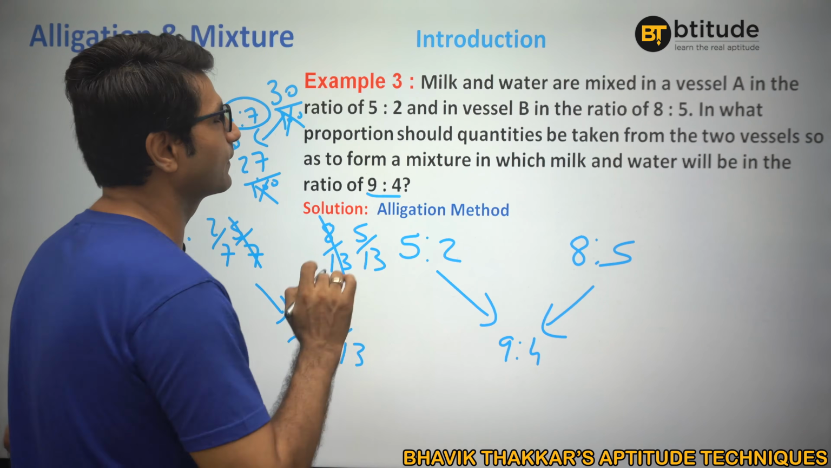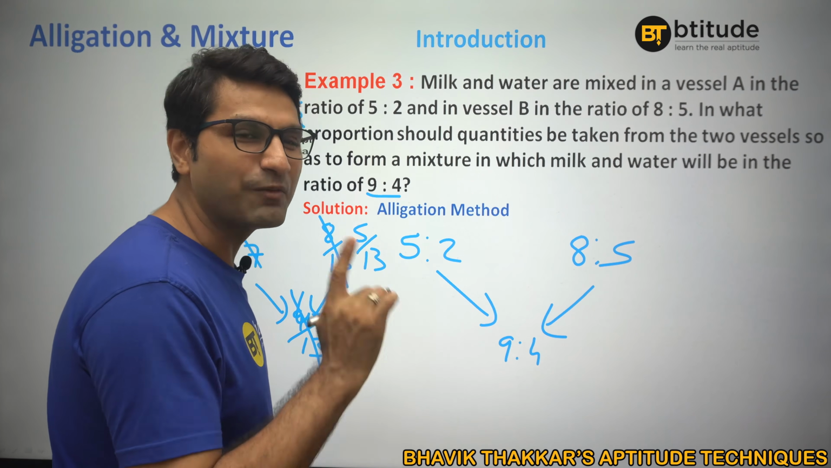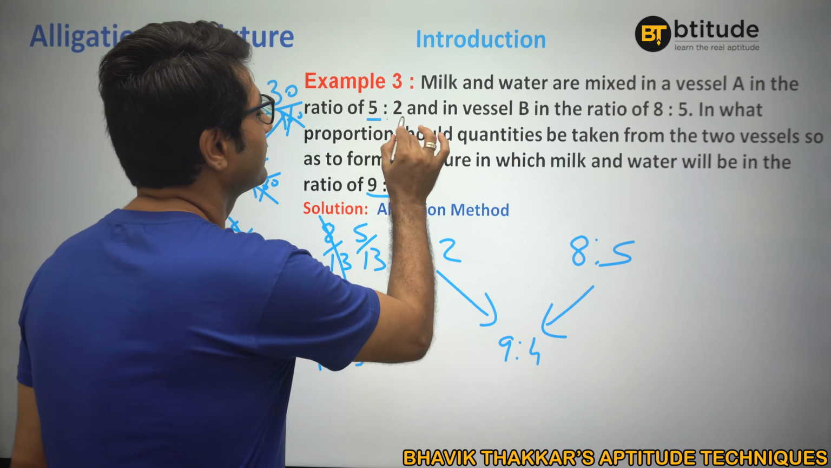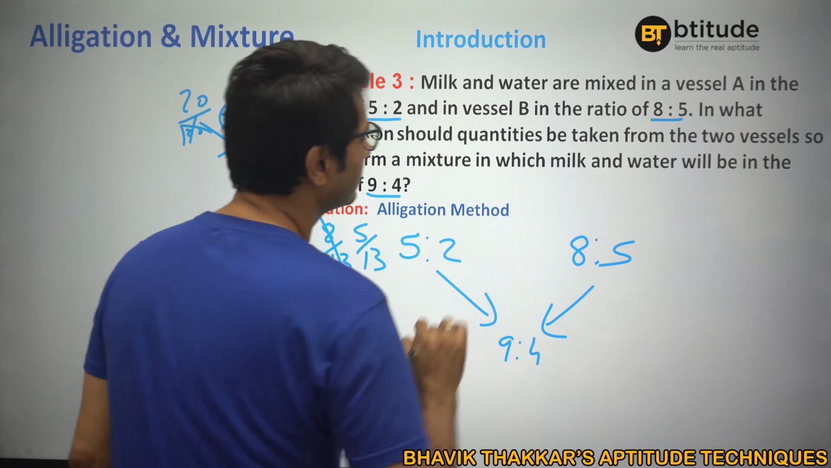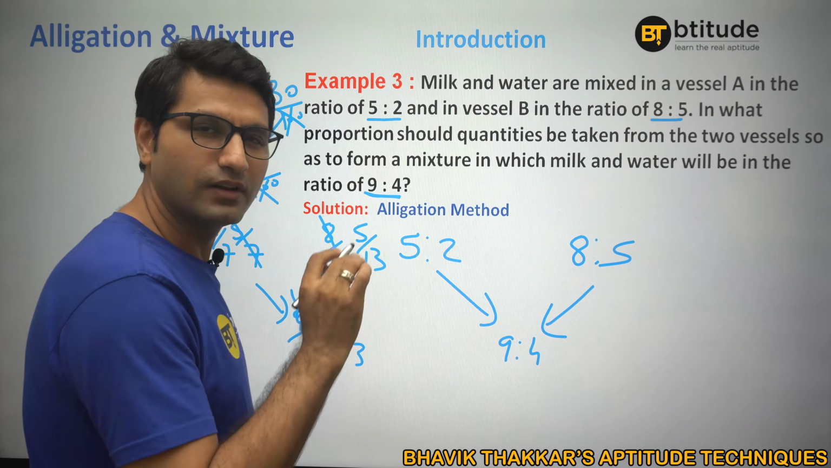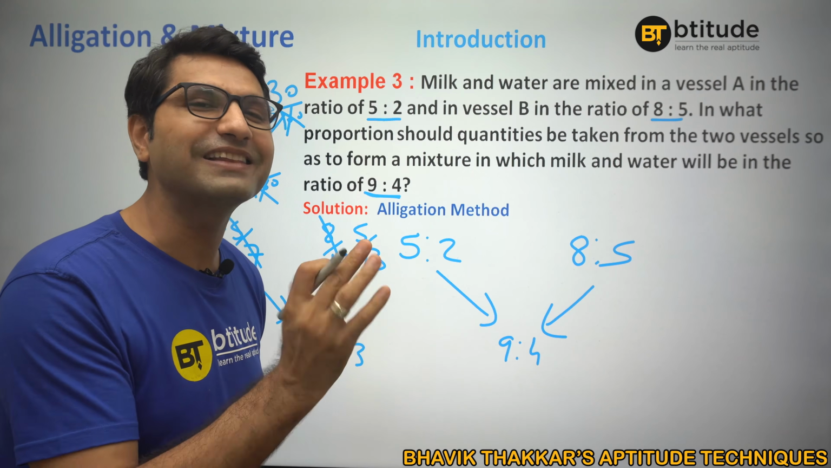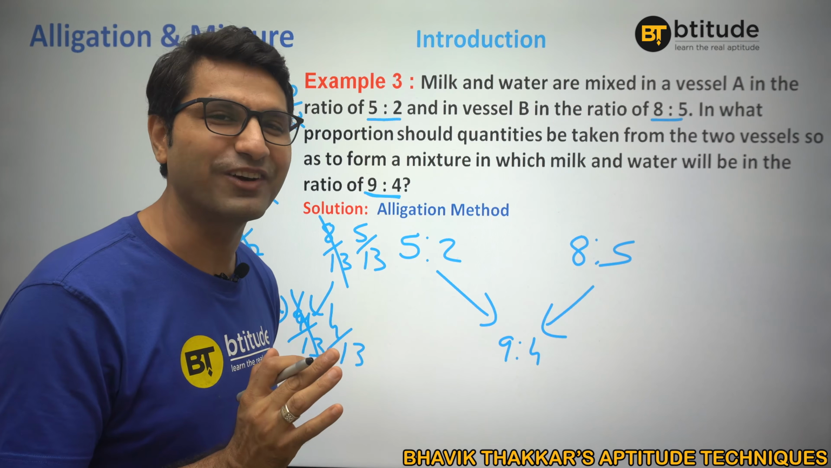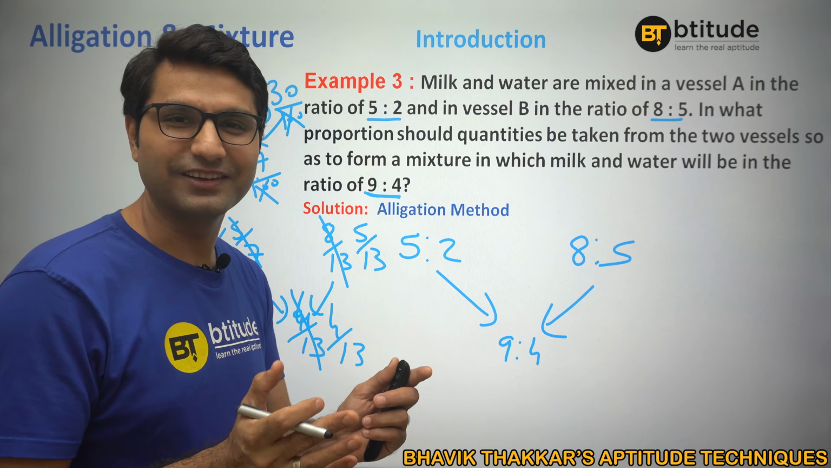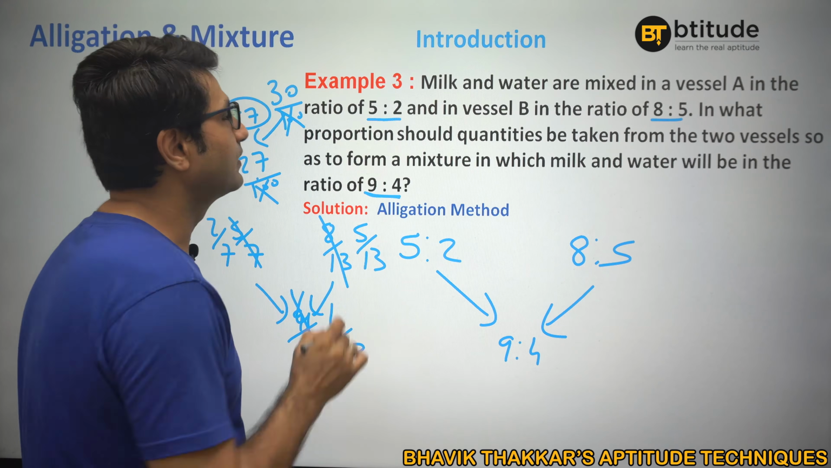Try to understand. Here, how exactly will we do it in the exam? 7 is the total, 13 is the total, and 13 is the total. So basically 7 and 13. If I assume the total to be the LCM of 7 and 13, that is 91, things become very easy. So 91, remember.